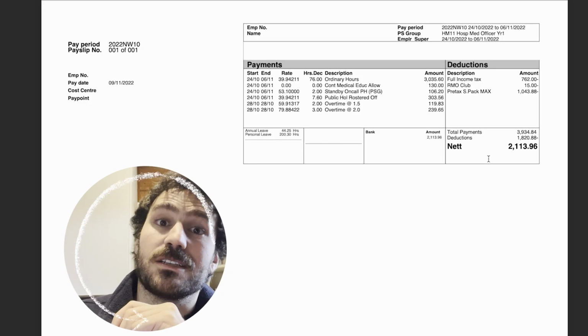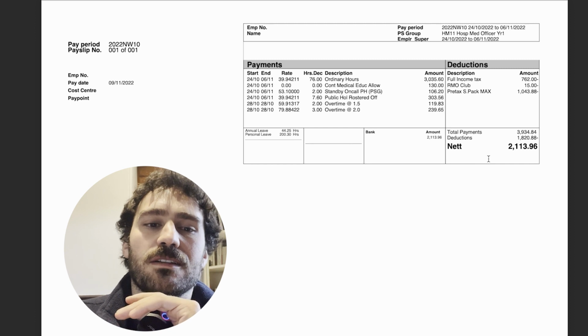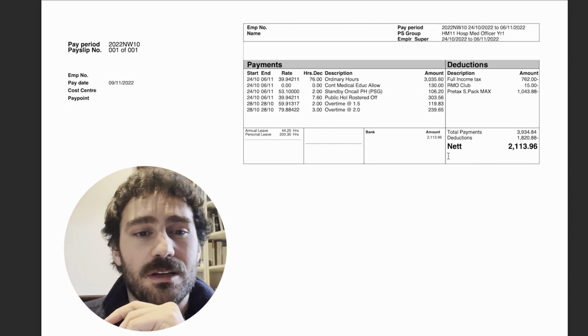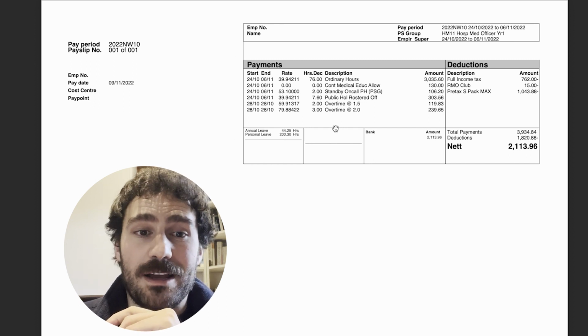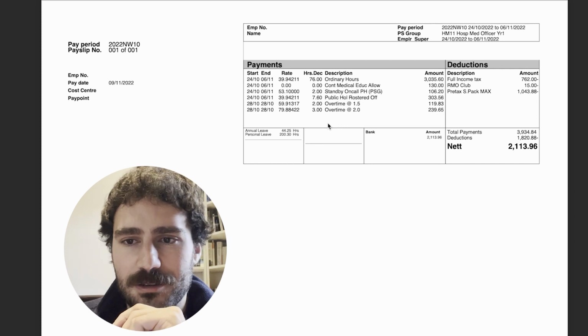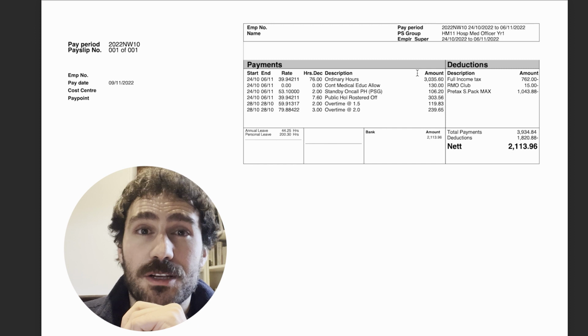One of the hardest things when we first start out is, what does it all mean? And the payslips can be quite overwhelming. So let's just go through this now. This is literally just a payslip that I downloaded from my emails. It was at the start of November last year.